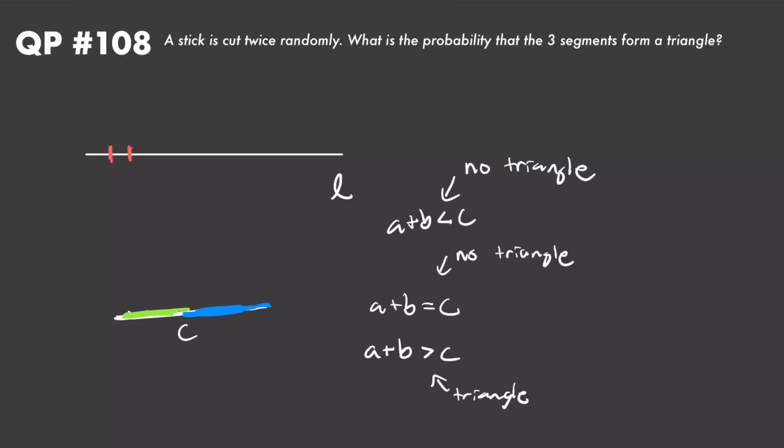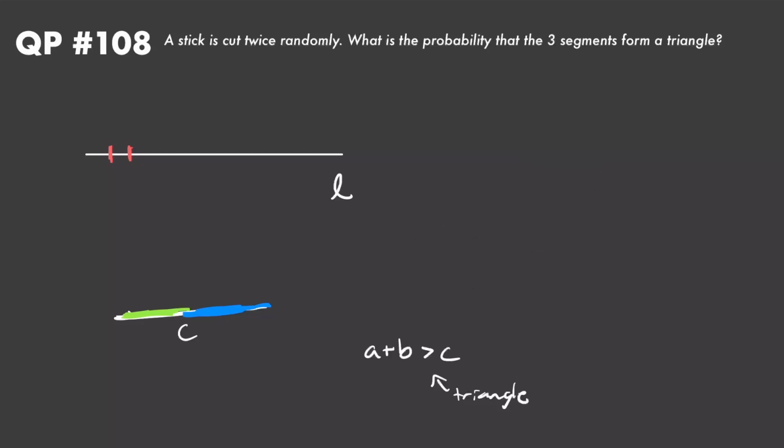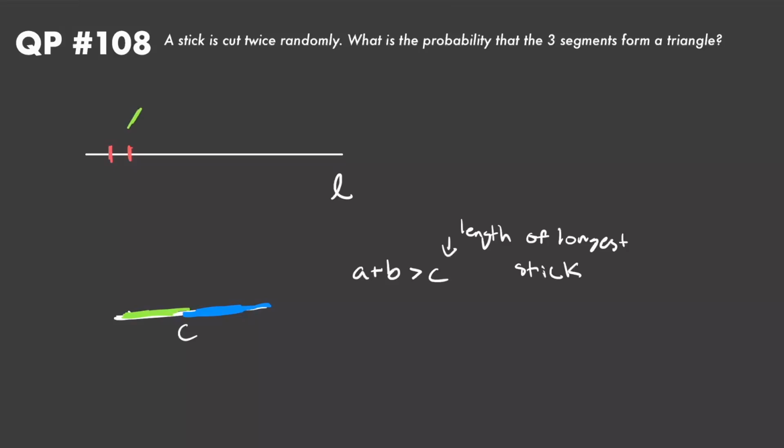So the question is asking us about forming a triangle, and the only case where that is going to be true is when A plus B is greater than C. Those are our conditions to form a triangle, where C in this case was basically the length of the longest stick. So that is really the core condition here. When we had these 2 cuts right here, this one was longest, and obviously the sum of these 2 was way less than the length of this one. So in that case, we did not form a triangle, which is what we would expect.